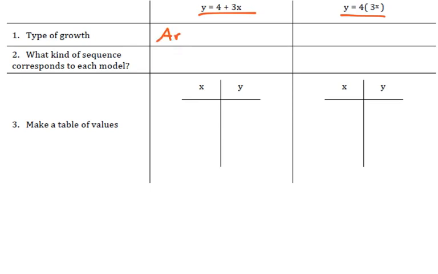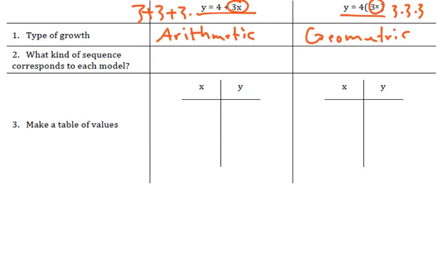Well, 3 times x, that's arithmetic, right? We're adding 3 each time. It's plus 3, plus 3, plus 3, however many times. That's what the 3x is telling you. Whereas 3 to the x is 3 times 3 times 3. So it's geometric. Even though it's the same number.